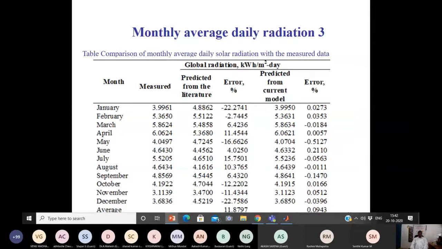So after applying the existing model and the developed model, you can see the error. The first column shows the measurement for January to December, and then the values predicted from the literature. This is the existing model. The existing model results in nearly a maximum of 22% error, at the minimum level 6% error, and minus 2.7% error. Whereas after applying the predicted model, the error is very close to 0.